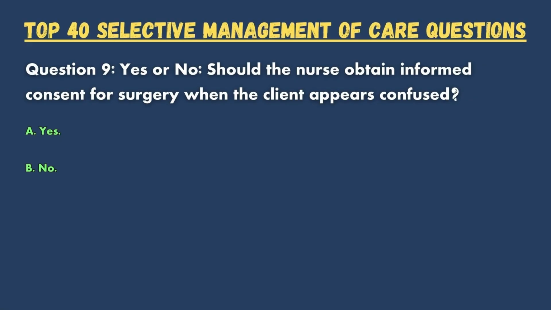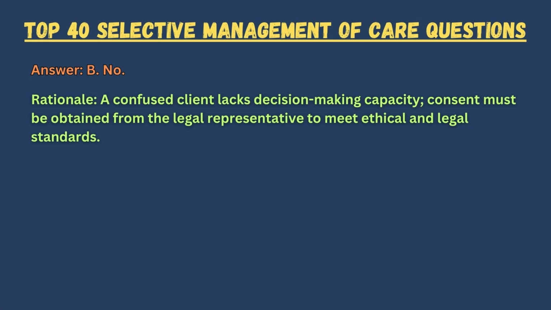Question 9. Yes or no? Should the nurse obtain informed consent for surgery when the client appears confused? A. Yes. B. No. Answer. B. No. Rationale. A confused client lacks decision-making capacity. Consent must be obtained from the legal representative to meet ethical and legal standards.